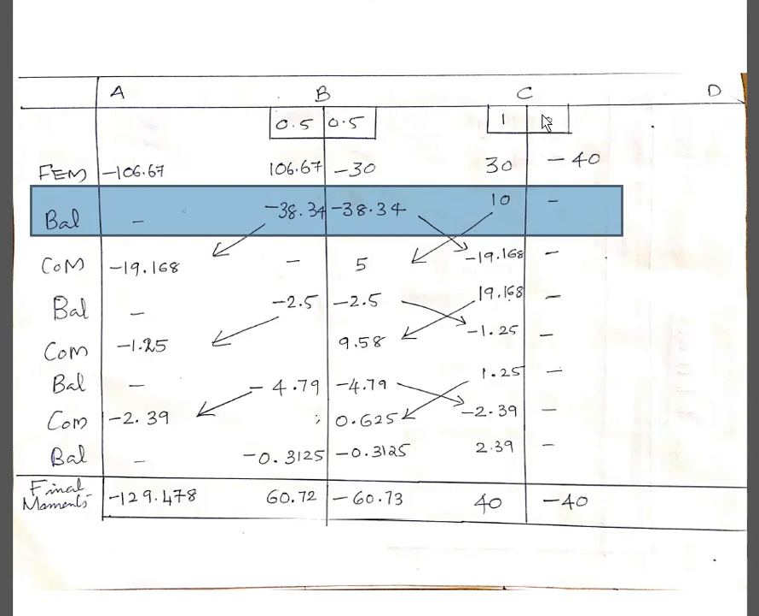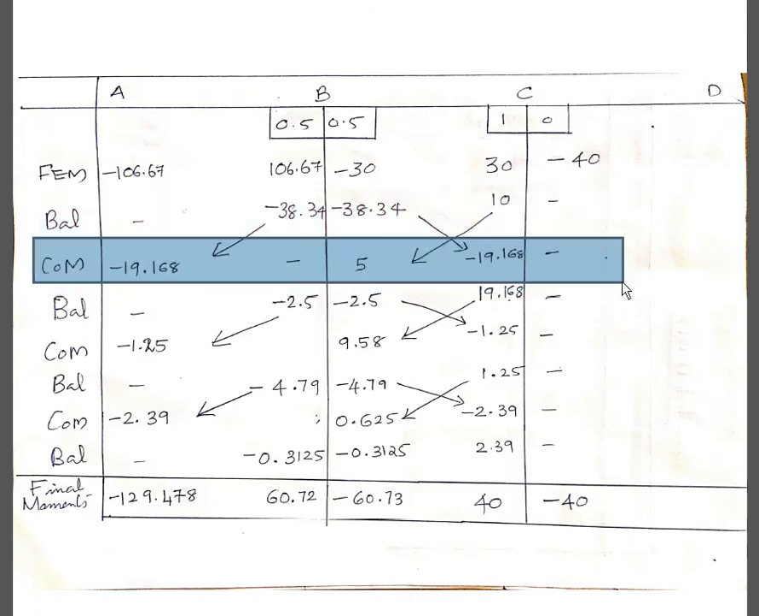So in the next step, we have to find the carryover moments. That is, we have to carry the moments from one joint to the other. The moment will be half. So from B to A, the moment should be carried, half of the moment should be carried from B to A.